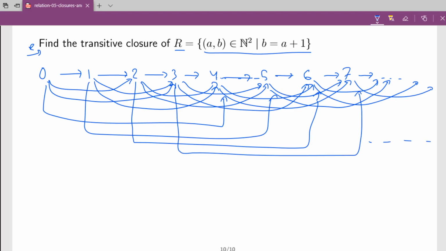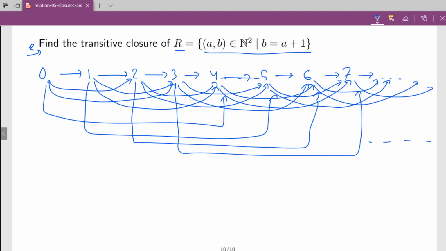So essentially you always add shortcuts. For example, in R squared, because you have a direct connection from 0 to 1 and 1 to 2, you shortcut it, right? You get 0 to 2. Now because you have a shortcut, you add another shortcut, and so on. So you could see that eventually, for example, 0 will be connected to all natural numbers above it, larger than it, right?